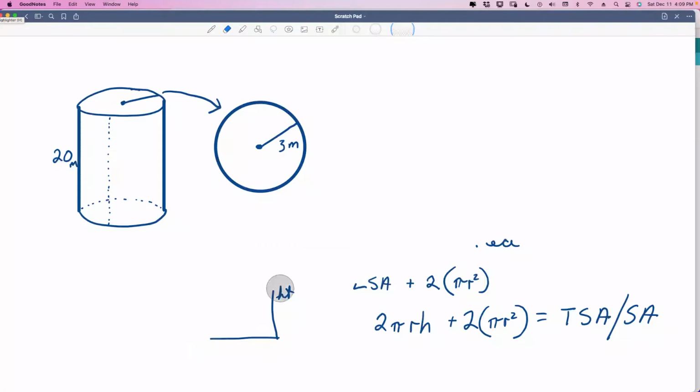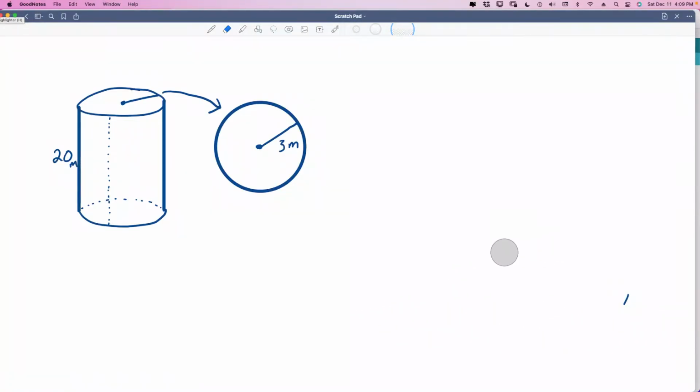So first of all, let me get the right dimensions here. All right, so the radius of this circle is 4 centimeters, and the height is 10 centimeters. All right, so we need to find the volume. We need to find the lateral surface area, and we need to find the total surface area of this right cylinder.